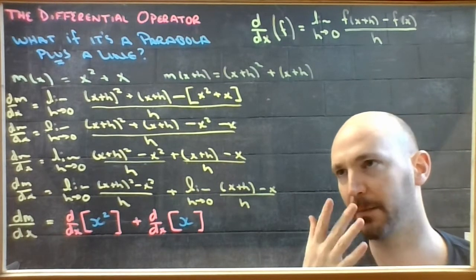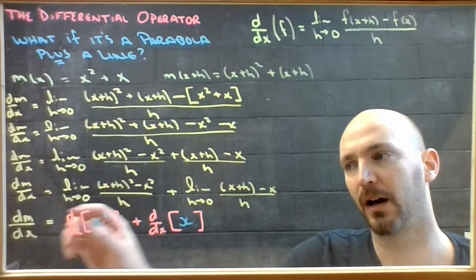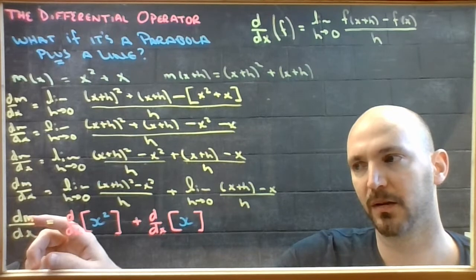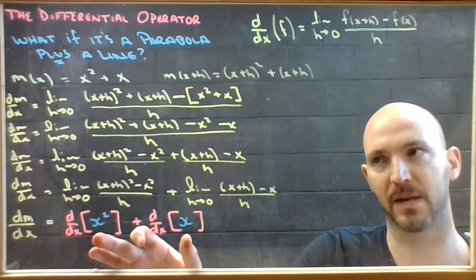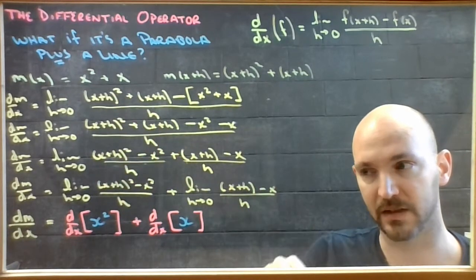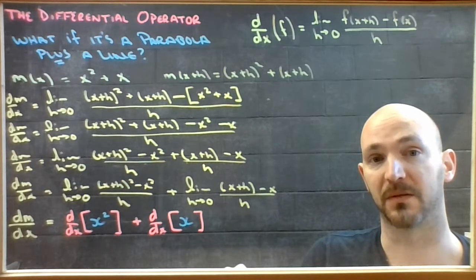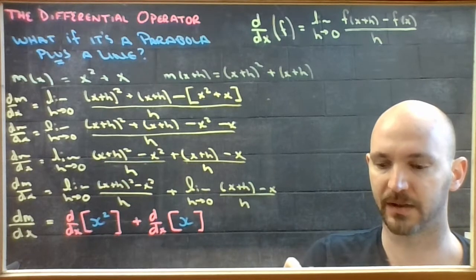Now, do you see what happened? I applied the derivative operator to M, and I could shortcut by just applying it to each of these components separately, right? As long as they're separated by a plus or a minus, there's a word for that. It's distributive. So I'm going to erase this, and I'm going to show you what that looks like with the operator in a second.